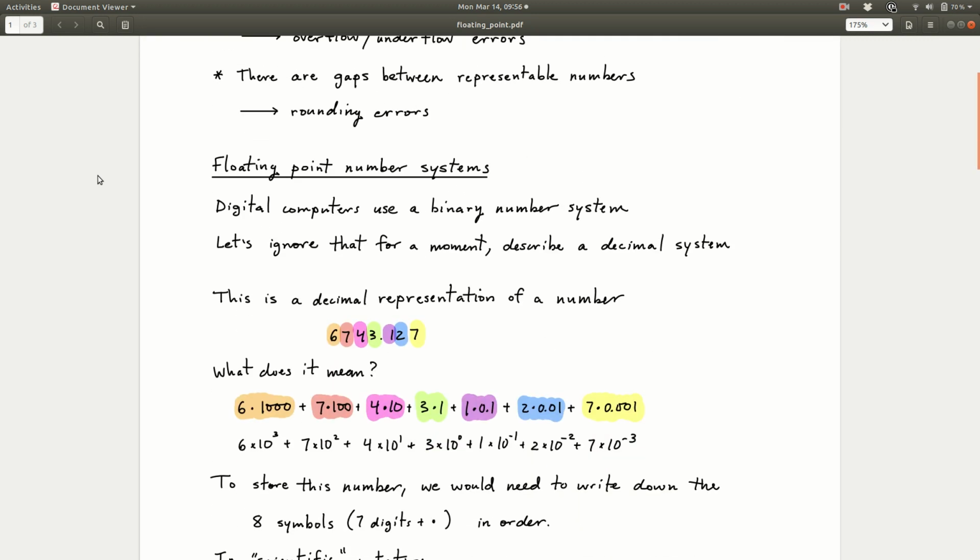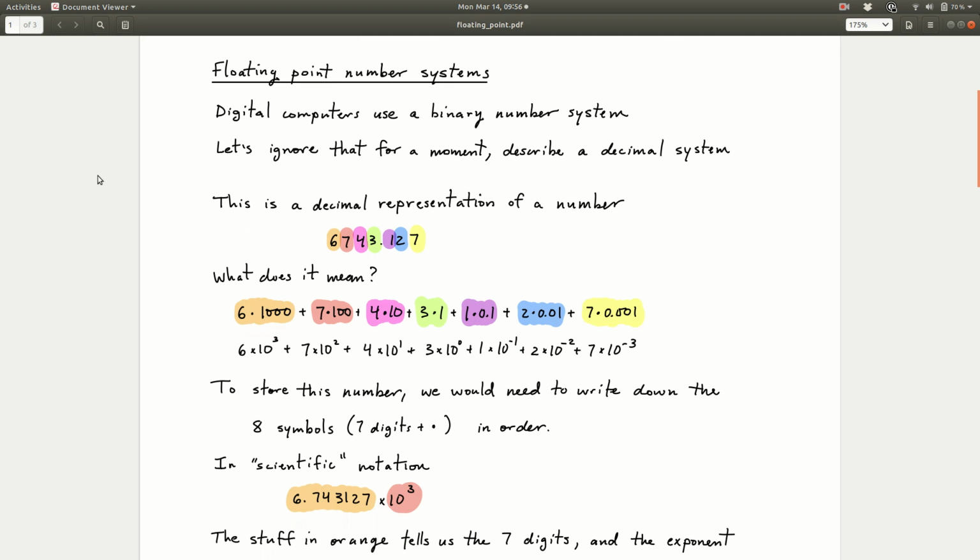All right, so let's jump into it. So we're going to be talking about the floating point number systems. And as you know, digital computers use a binary number system. They represent data with zeros and ones. But let's just ignore that for a moment. What I want to do is describe a floating point number system in decimal. The reason for this is that the actual concept of a floating point number system is not that complicated. You'll get it pretty quickly.